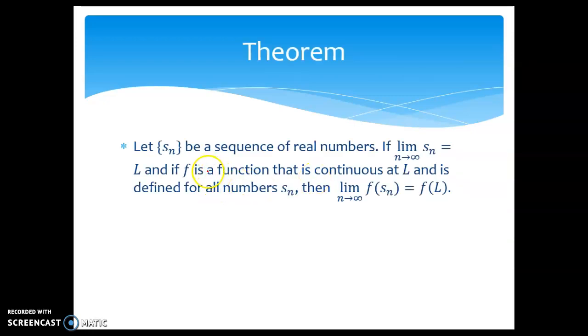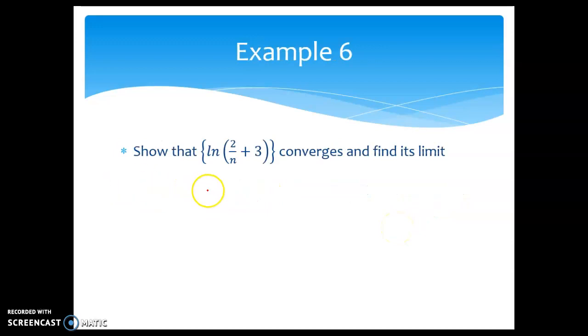So in this theorem, we want to discuss, if I have a sequence S of n, and the limit of this sequence is equal to L, and then there is a function that is continuous at the result of the limit. So then when we take the limit of that function, a function of S of n of that sequence, we get f of L. Okay, we will discuss this in detail in this problem.